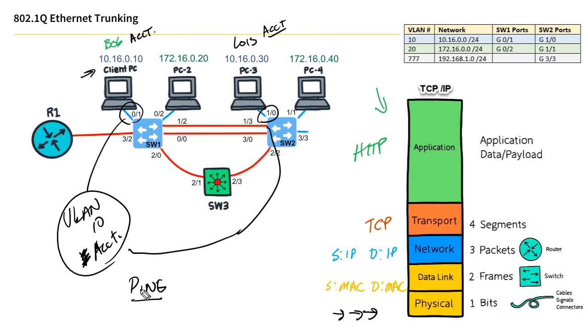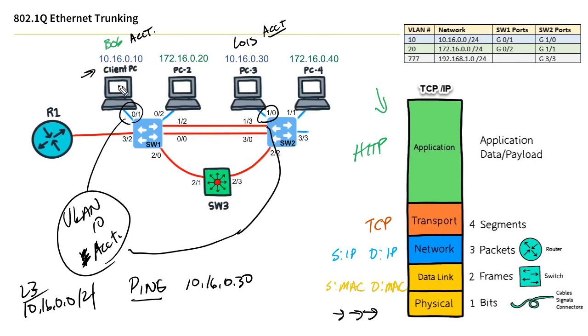So let's say Bob goes to his command line interface and types ping 10.16.0.30, which is Lois's IP address. Because they're on the same network, if they're both in VLAN 10, the network is 10.16.0.0/24. That's a layer 3 network address. We'll take a look at that in separate videos.